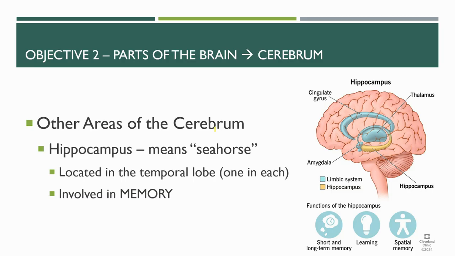And then we're going to take a look at some other areas of the cerebrum. Now these are going to be within the cerebrum, so they're going to be within other lobes. But you have a structure called the hippocampus, and the word means seahorse, and it's shaped like, you can see the head of a seahorse here and the tail. The hippocampus is in the temporal lobe, and there are two of them, and it's involved in memory.